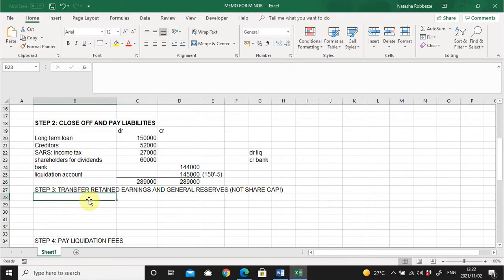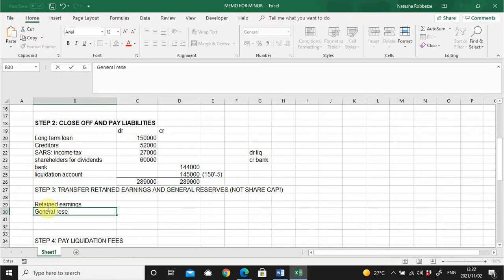So this is all the reserves except for your share capital. Right, so in transferring that, I'm going to say retained earnings will now be a debit. Also the general reserve. And it's being taken to our liquidation account.